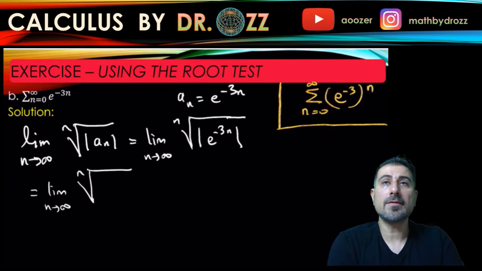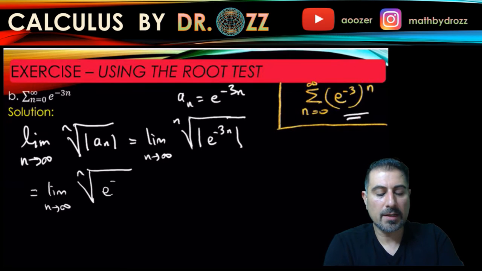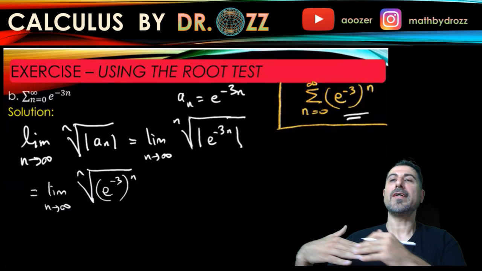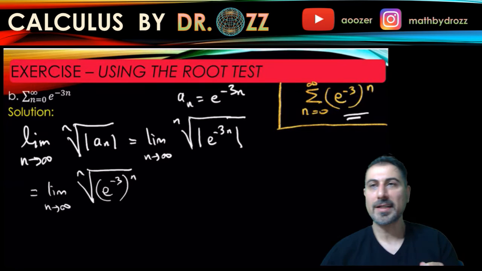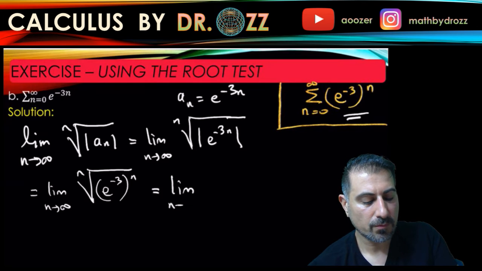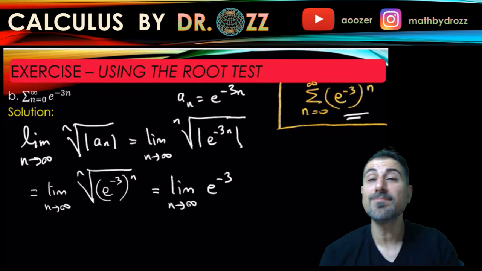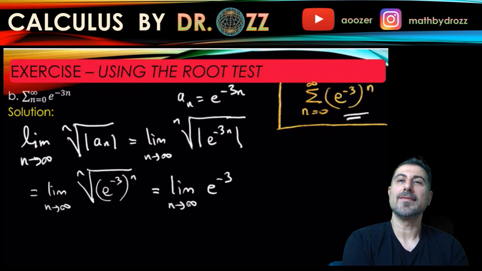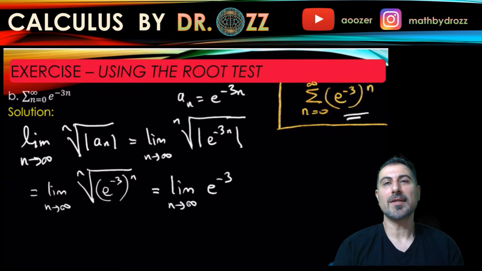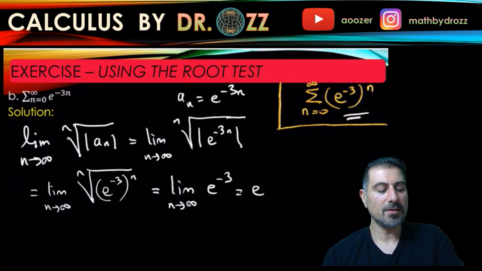So here we go. And I'm going to rewrite e to the minus 3n the way I did here, okay? So that's e to the minus 3 to the power of n. So now I have the nth root of the nth power of an expression, and that is equal to that expression. And the limit of e to the minus 3, but e to the minus 3 is a constant because e is a constant, right? So this is e to the minus 3.